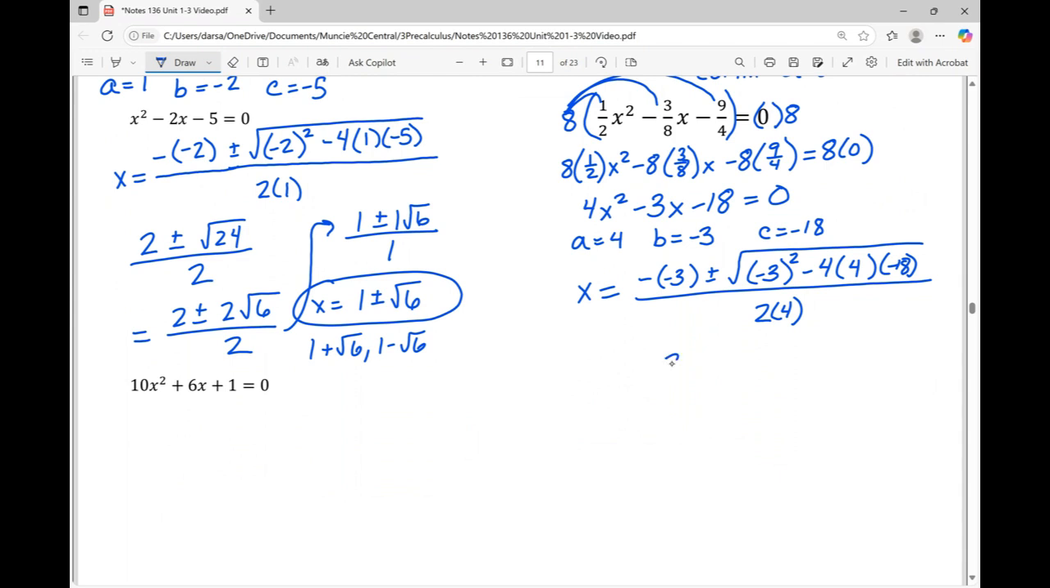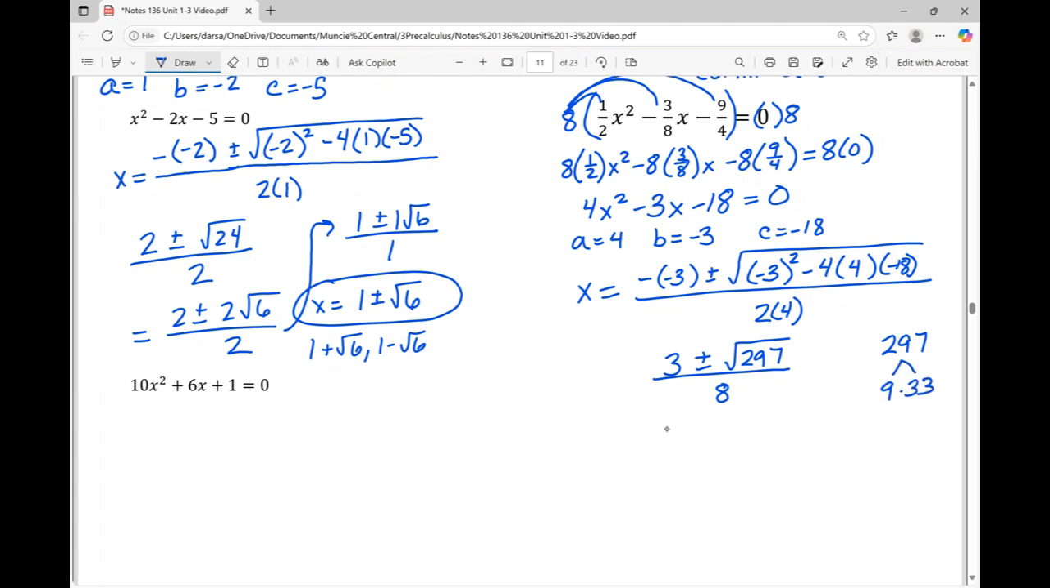So we're going to get 3 plus or minus the square root of 297 over 8. Now, taking the square root of 297 is a little bit tricky. Most calculators aren't going to be able to do that. So what I'm going to look at is, okay, 297. Is that divisible by 9? So I'm just going to pop into my calculator. It looks like it might be divisible by 9. It is. 297 is 9 times 33.